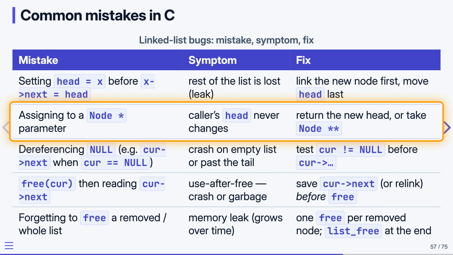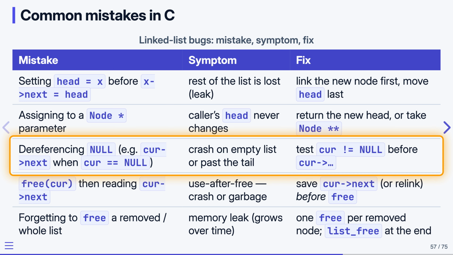Second mistake. You assign to a node pointer parameter inside the function. The caller's head never changes. The fix is to return the new head or take a node pointer to pointer. Third mistake. You read through a null pointer. For example, cur->next when cur is null. That crashes on an empty list or when you walk past the tail. The fix is to test cur is not null before you touch cur->anything.